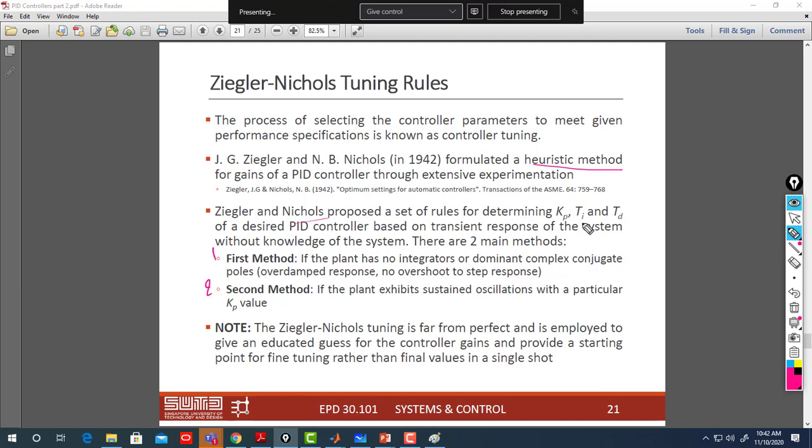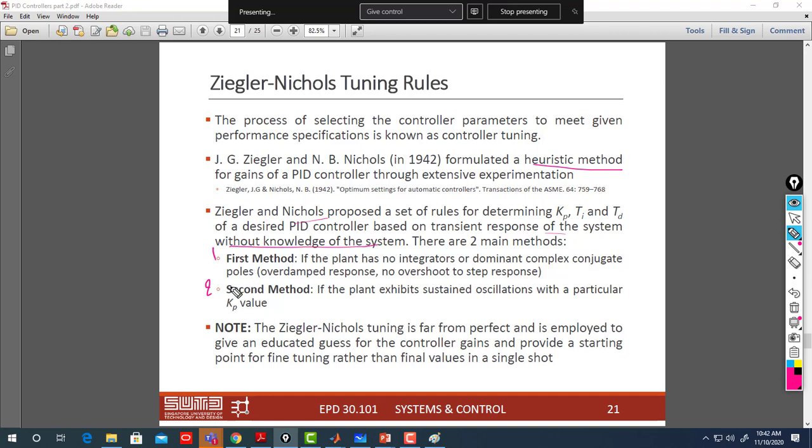They proposed a set of rules for determining the P, I, and D parameters based on the transient response of the system, without knowledge of the system. Without knowing the system. The system is a black box. So there are two main methods, method 1 and method 2. You can use any of them.